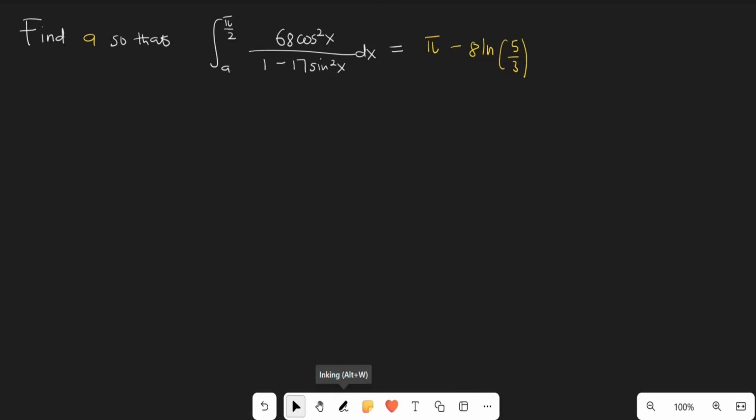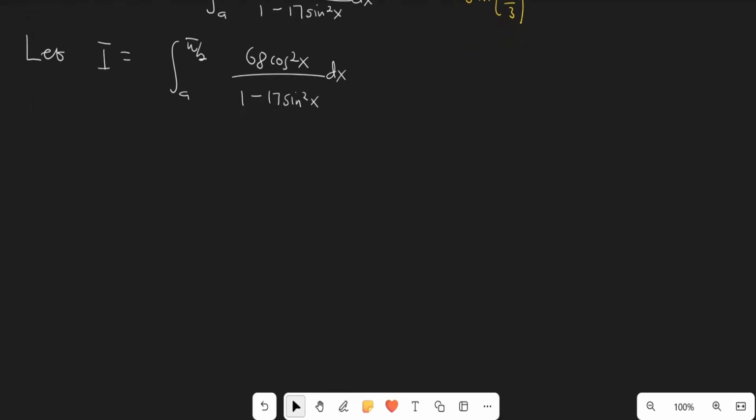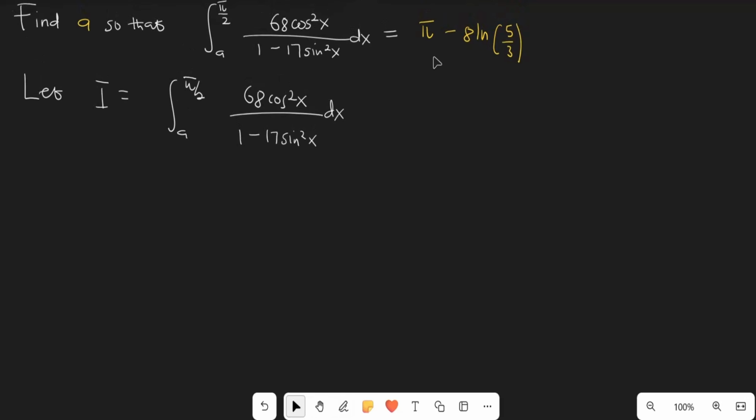Hello guys, in this video we are asked to find the value of a for which this integral is equal to this result. So I'm going to let I be equal to the integral from a to pi over 2 of 68 multiplied by the cosine square of x divided by 1 minus 17 times the sine square of x dx. When I do this, I can solve for the integral with respect to a and then equate the results to pi minus 8 times the ln of 5 over 8.